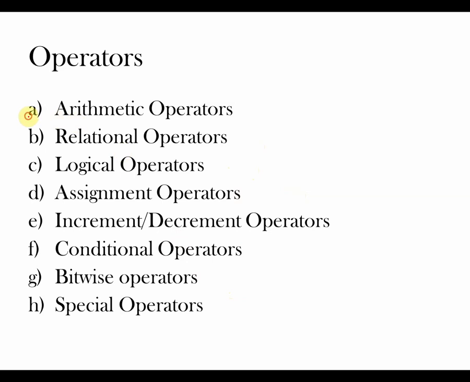So the first one is arithmetic operators, second is relational operators, third logical operators, fourth type are assignment operators, fifth type are increment or decrement operators, the next type are conditional operators, and the next category is bitwise operators, and the last type of operators is special operators. We will see each of these operators in detail in the next coming slides.